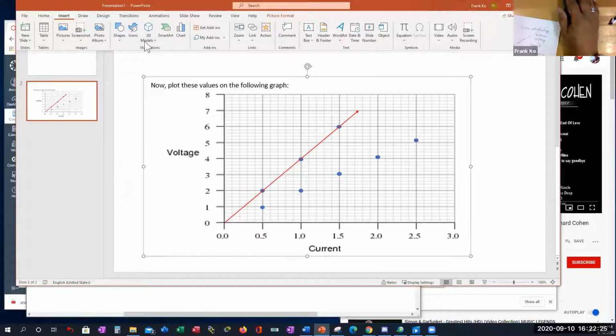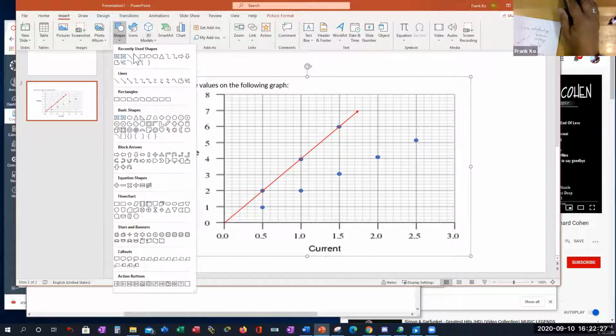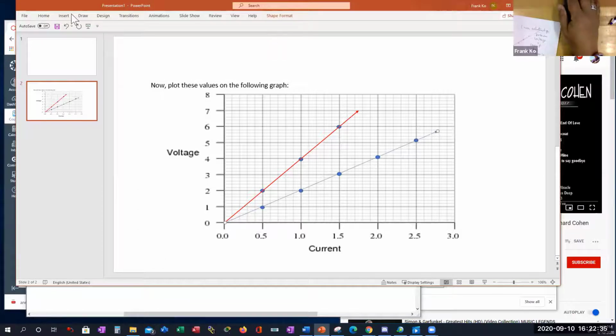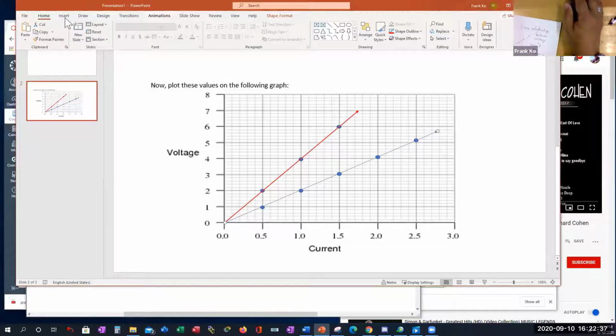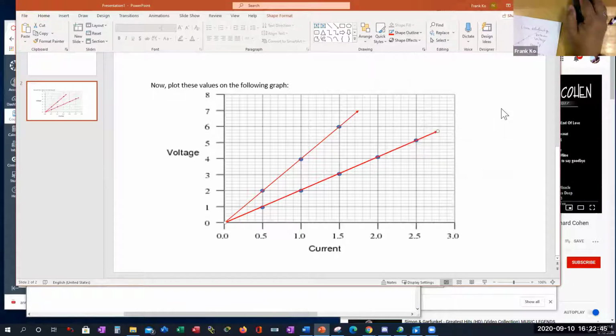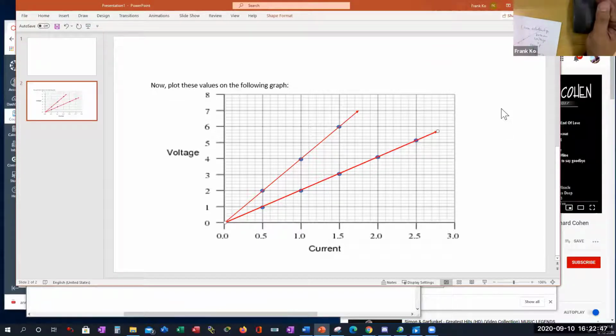Insert. Shape. Pick the arrow again. Start from 0, 0, come out this way, and home, shape outline here, and then the weight, make it a little thicker, boom. It might look like that. So you can do this in software.